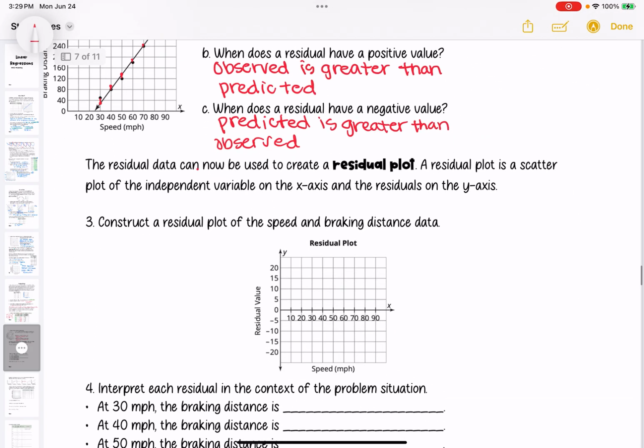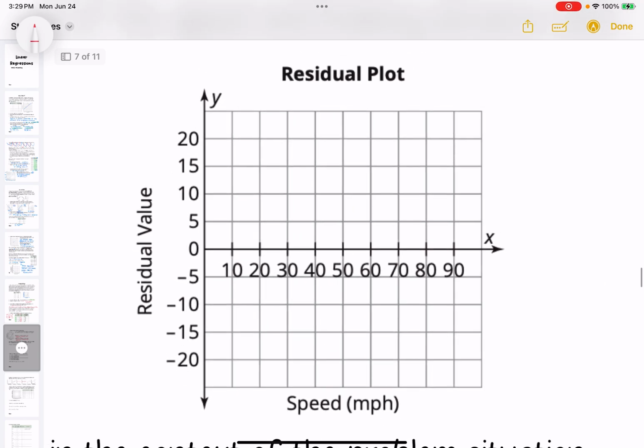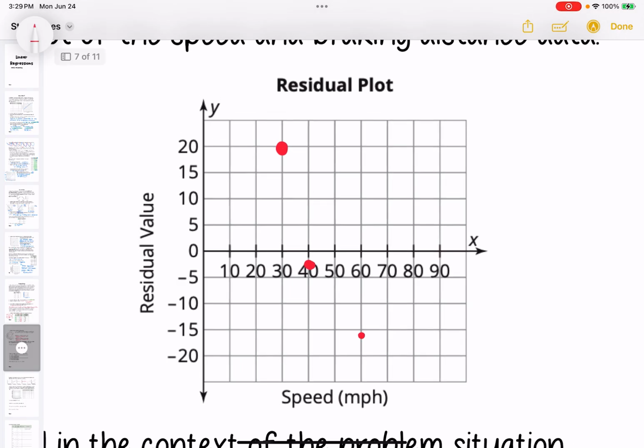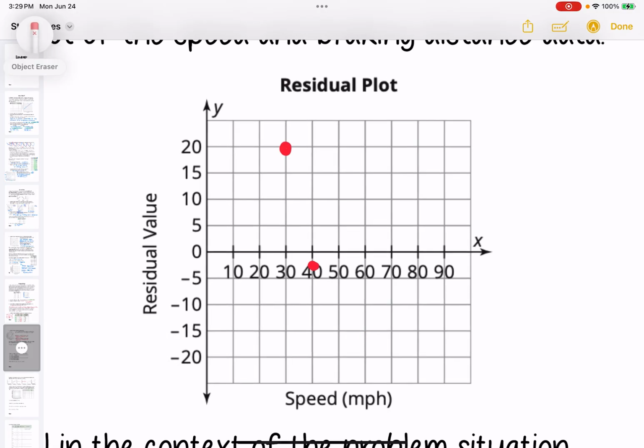All right, so looking at this. When we were going 30 miles an hour, our residual was a positive 20. When we were going 40 miles an hour, it was negative 2. When we were going 50 miles an hour, it was negative 16. When it was going 60 miles an hour, that was negative 10. When it was going 70 miles an hour, that's negative 4. And when it was going 80 miles an hour, that was 22. So that's our residual plot.